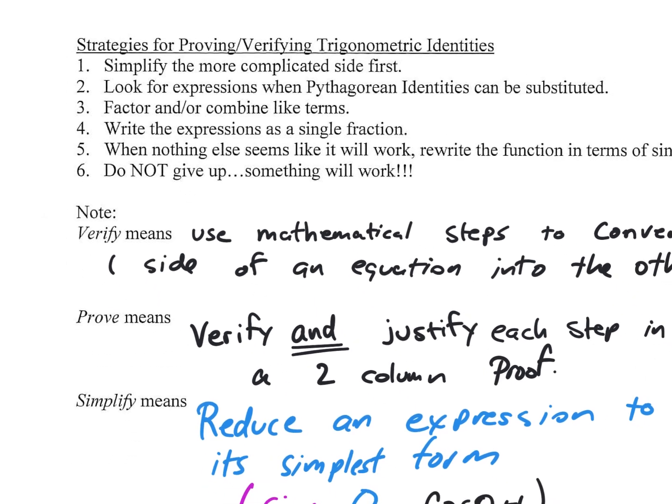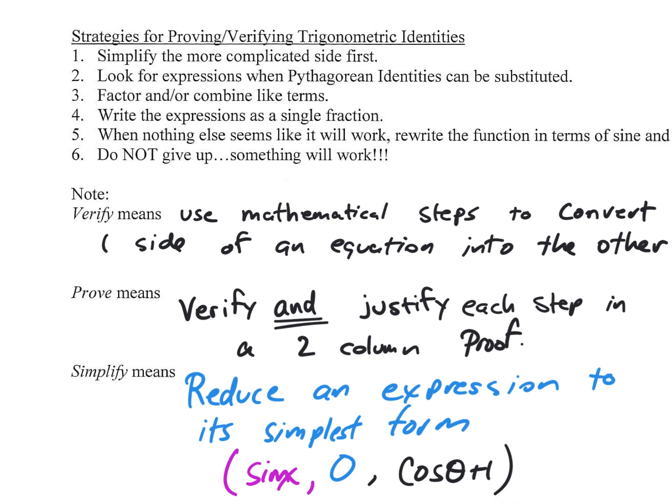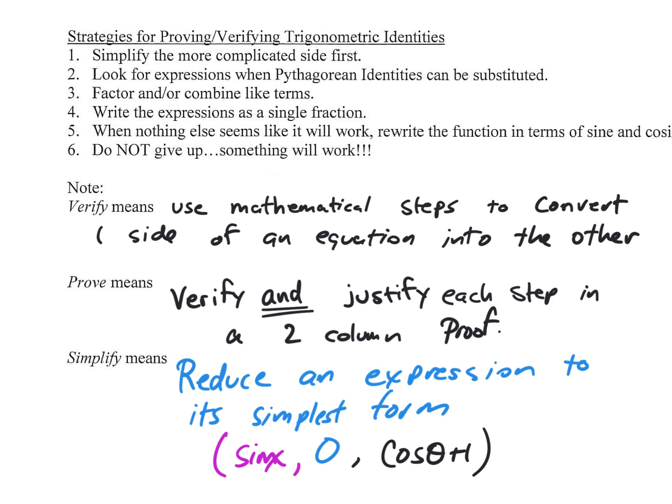As we work through these, we want to look for expressions where the Pythagorean identities can be used. Factoring and combining like terms can be helpful. Finding common denominators and writing expressions as a single fraction can be helpful. And then here, barely mathematical, but when nothing else seems like it'll work, rewrite the function in sine and cosine. It's a little bit of a fail-safe. If we're stuck, we can always do that.